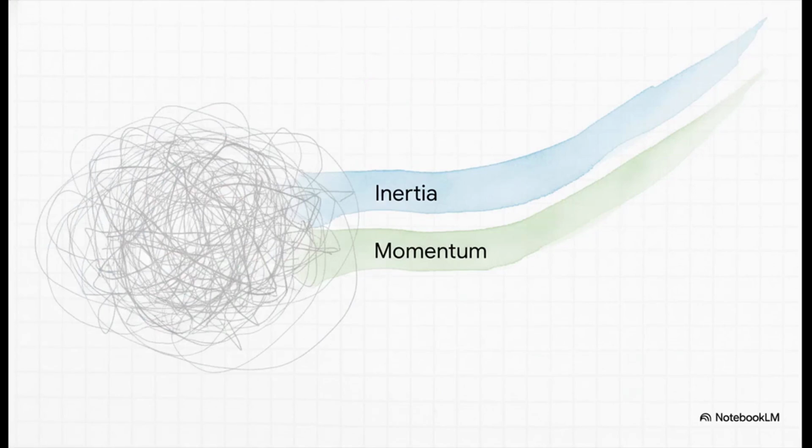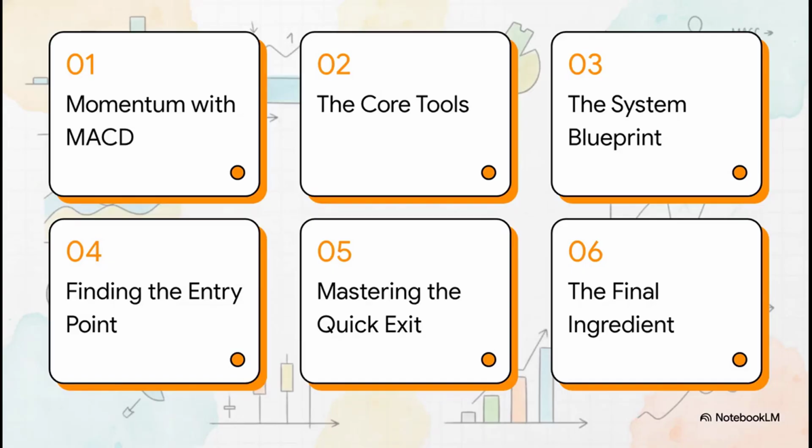Well, the secret lies in a system that doesn't just look at price. Instead, it looks at the forces behind the price. It's all about identifying the underlying trend and then measuring the power that's actually driving it forward. And when you can see both of those things clearly, believe me, the chaos starts to look a lot more like a pattern. So here's what we're going to cover.